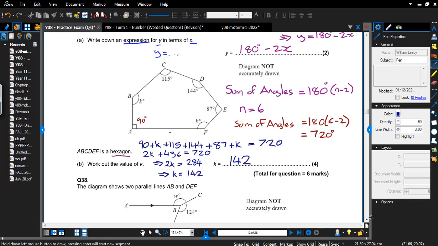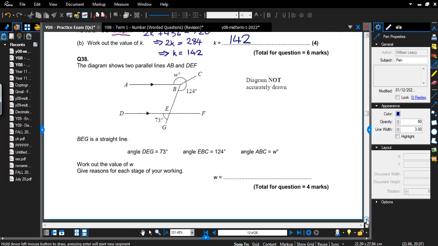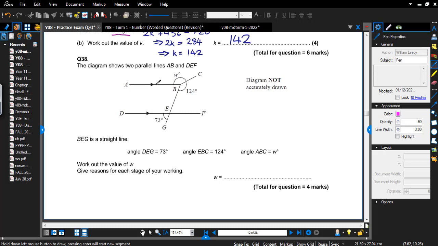Now, we've been asked to do 38, 39. Let's rock and roll. The diagram shows two parallel lines. Okay, parallel. Remember what I told you before? What should jump out to you if it's parallel? Z. Let's look for a Z. We have a Z shape here. Cool.